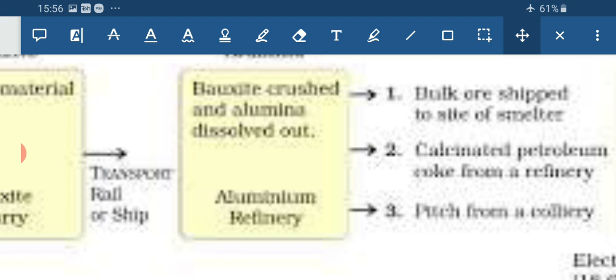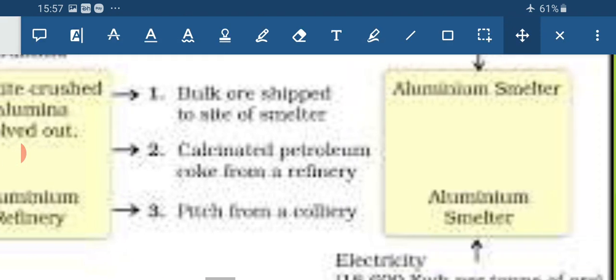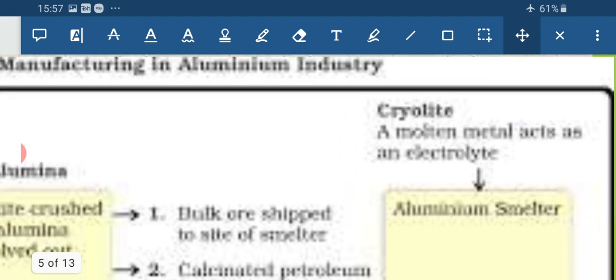And this is done in the aluminium refinery. From the zone of the mine to the refinery, the two are connected with the help of transport, specifically rail or ship, because these are comparatively cheaper transport and carry a huge quantity of raw materials. Now next, after the work has been done, within the aluminium smelter another mineral is used to get the aluminium from alumina.